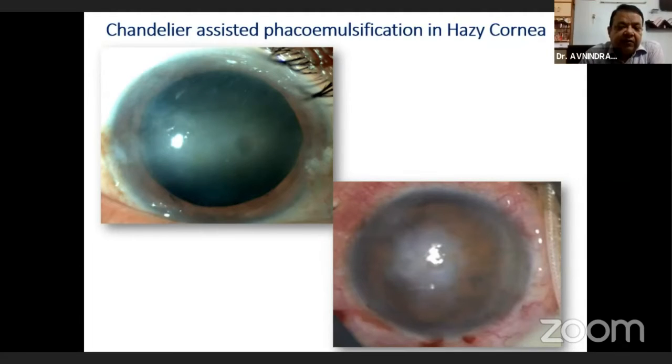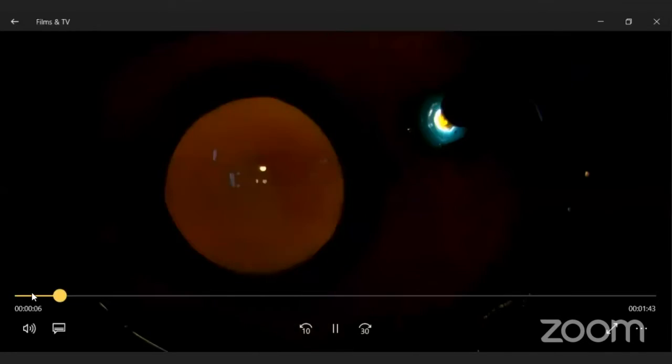Hemlata, we can't see your video. I'll just stop sharing and maybe reshare again. Has the video been inserted? Yes, sir, it's inserted. You can share the video directly. Is it visible now? Yeah, it's visible.